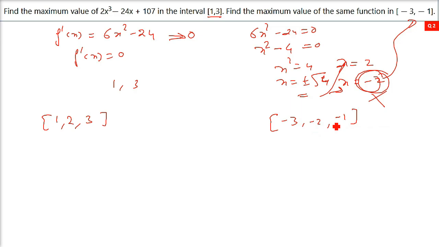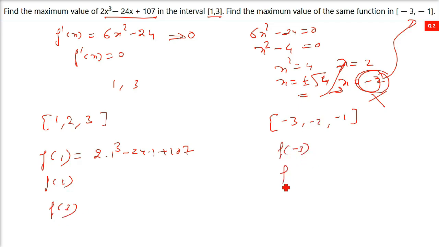So these three values have to be placed in the original equation. That is F1 we have to find out. Original equation. So I'll just put this 1 as the value and try to find out the final value. Here F2, F3 also to be computed. F negative 3, F negative 2, and F negative 1 also have to be used. And all these values are going to come as numbers.